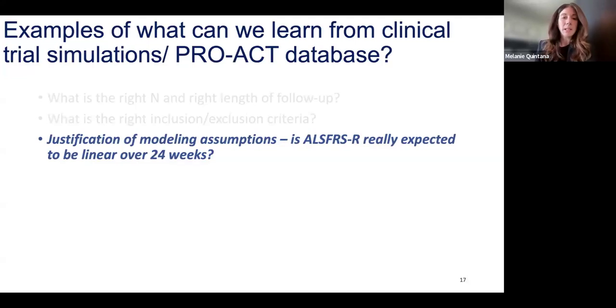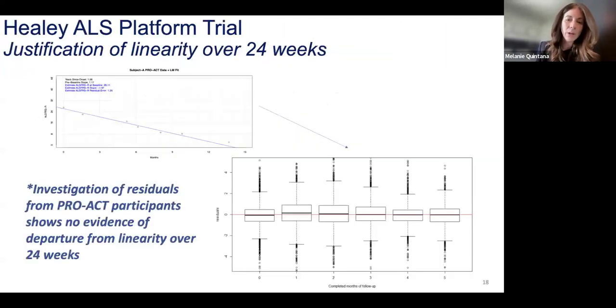And finally, the PROACT database can do other things beyond show us power of our study. It can help us also justify modeling assumptions of how we're going to actually analyze our data. One of those that is talked about a lot is, is ALS-FRSR really linear? Can I assume it's linear in my analysis? Can I do a slope analysis? Well, here's one example of looking over 24 weeks within the population that we expect to enroll.